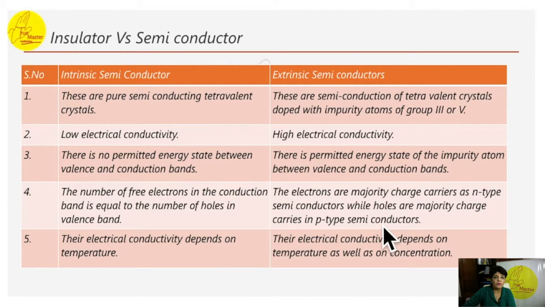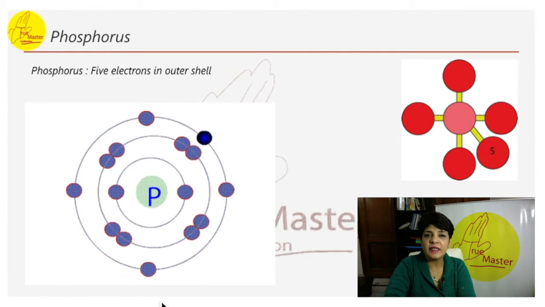Now coming on to understanding the atomic structure of phosphorus. Let us understand the atomic structure of phosphorus. It has 5 electrons in the outermost shell, which is one more than silicon. Silicon has 4, so phosphorus has 5.